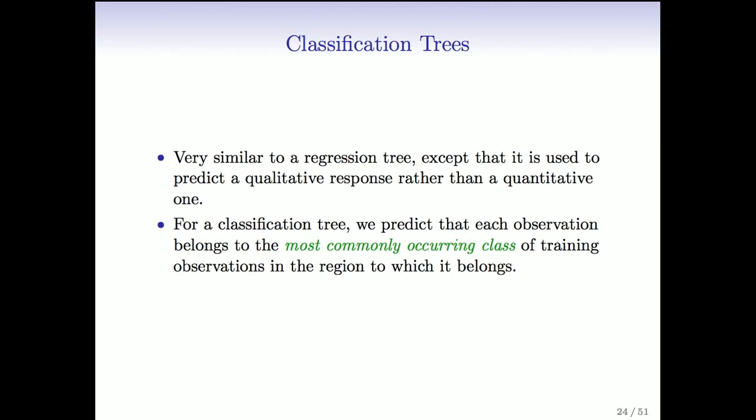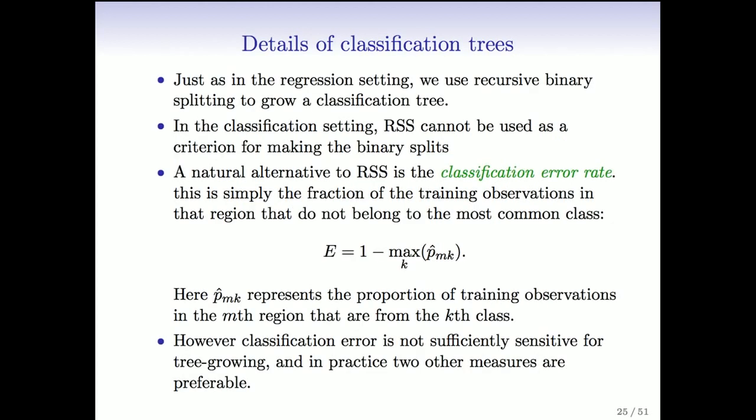We're going to predict in a classification tree each observation belonging to the most commonly occurring class. So that's what's going to happen in the terminal node of the tree. Instead of the prediction being the mean, we're going to classify it to the most common class. We're going to grow the tree in the very same way as we did for regression trees, but we don't use residual sum of squares as a criterion for making the splits. We need a criterion that's more geared towards classification.